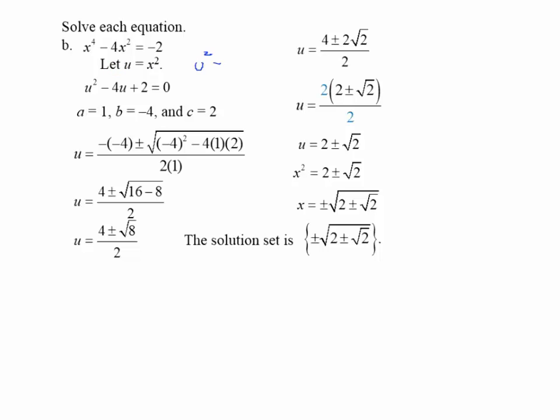u to the power of 2 must be equal to x to the power of 4. So that's what I have. I have x to the power of 4 here, so I'm going to call this u squared. And here would be 4u plus 2 equal to 0. So I'm forcing this equation to look like a second order equation.